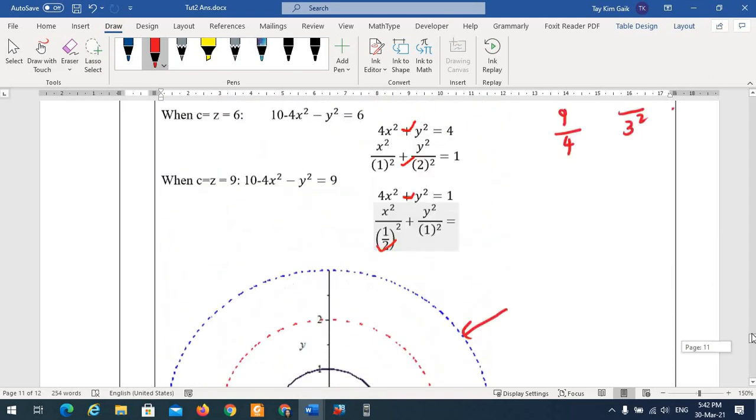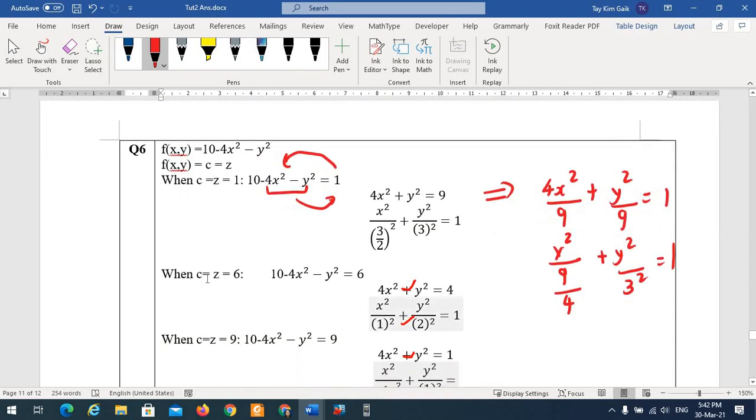Okay, and then later on, c or z equal 6. So let 10 minus 4x squared minus y squared equal 6. So 6 bring to here, this one bring to the other side. So okay, 10 minus 6 we have 4. So negative 4x squared minus y squared bring to right hand side to become positive.